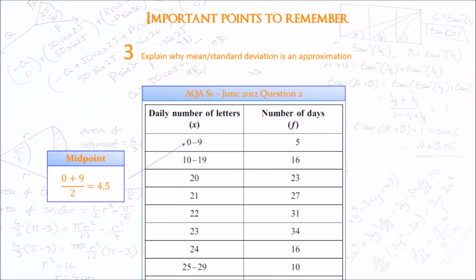The third one comes up from time to time. It might say, explain why the mean or standard deviation that you calculated earlier on is an approximation or an estimation. This will almost always be because you've got grouped data. What you've done with that grouped data is you've taken the midpoint and assumed that all those values are the midpoint. Because of this assumption, it's an approximation.